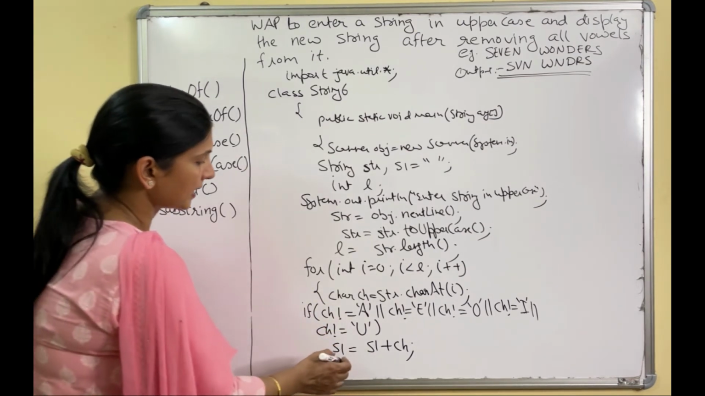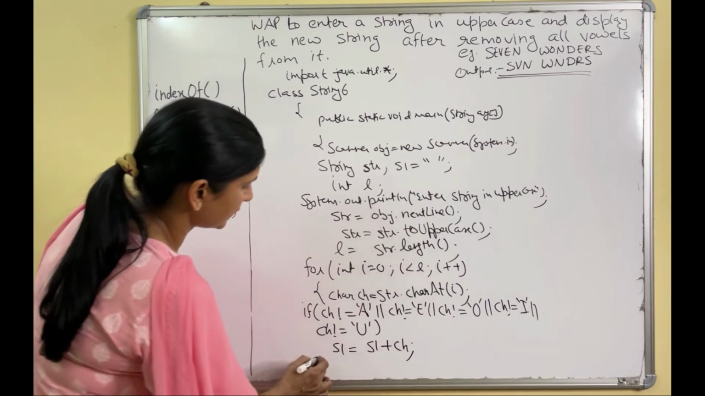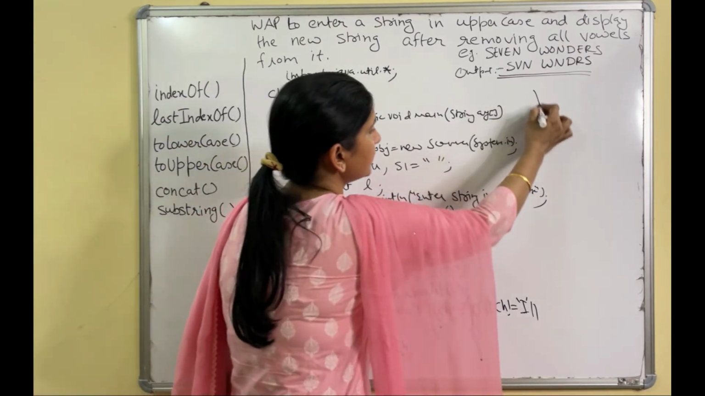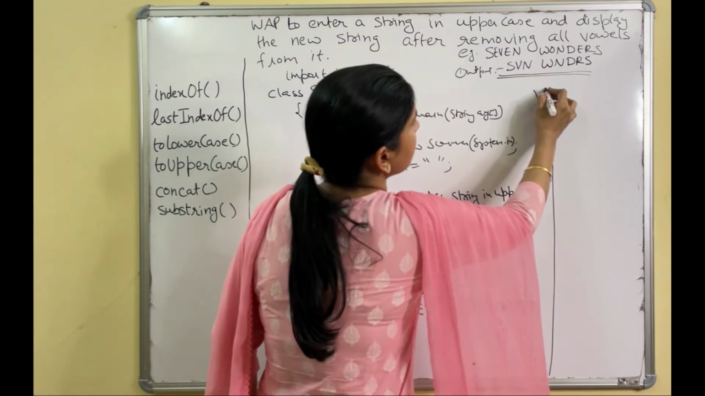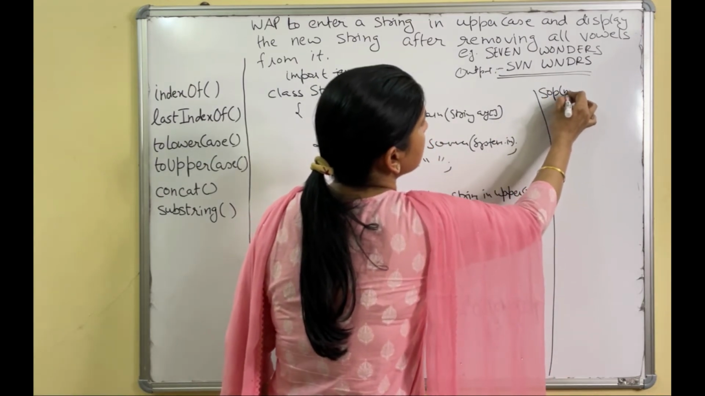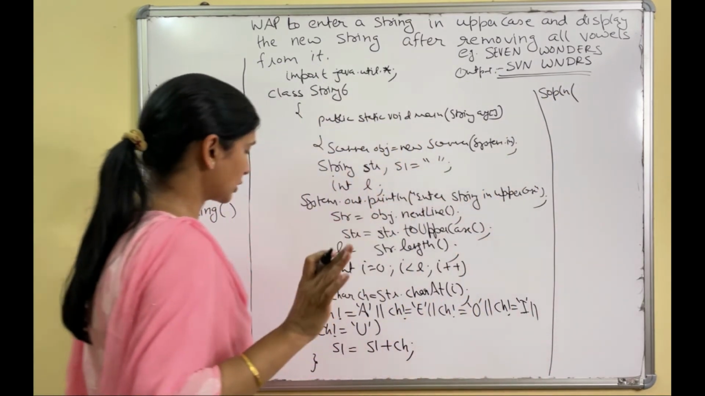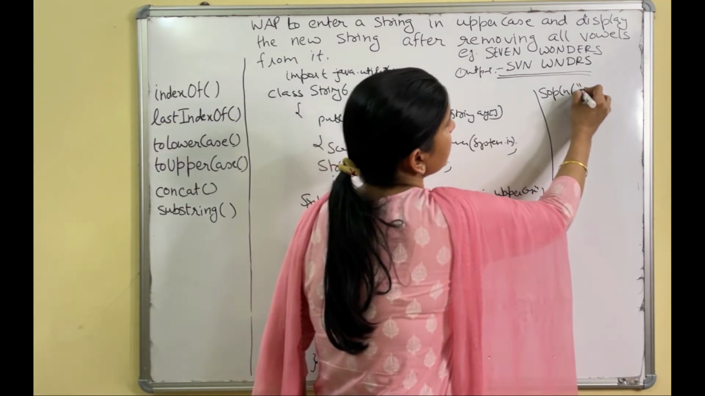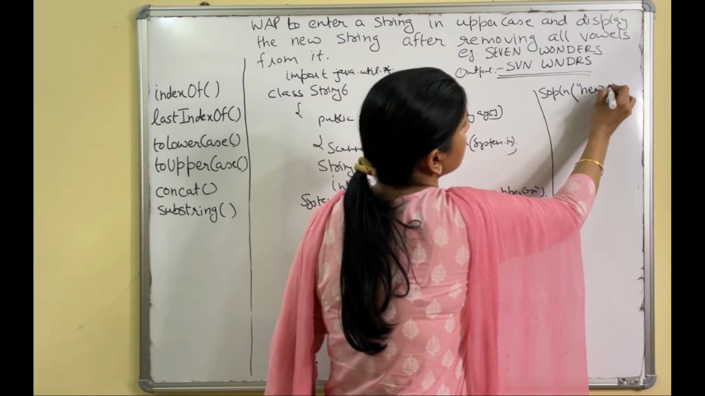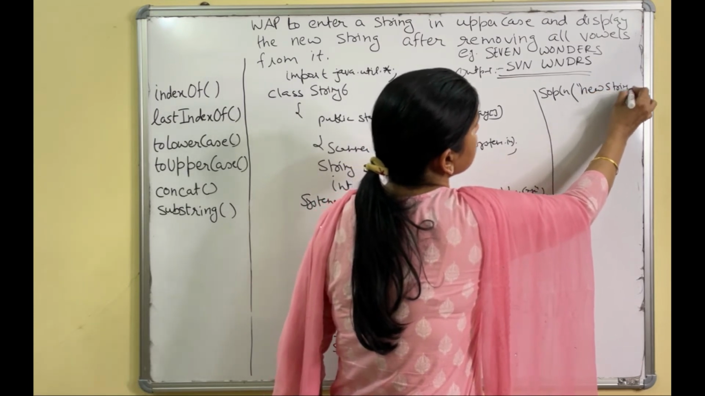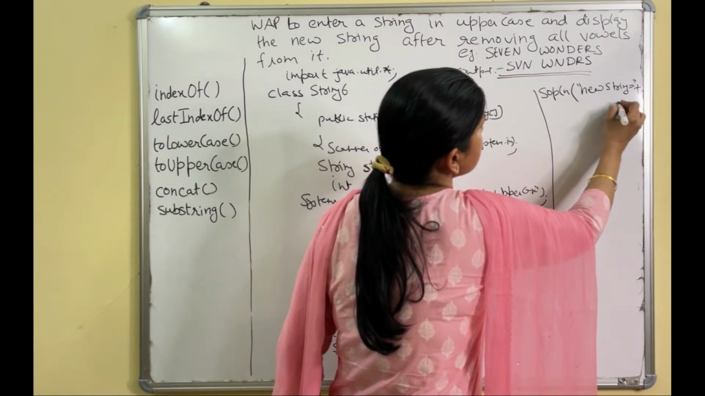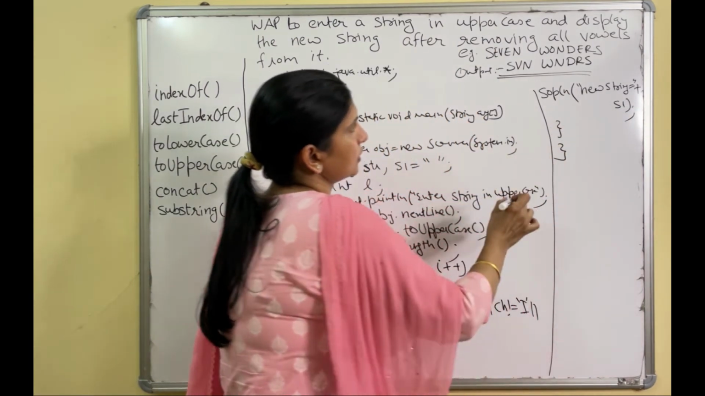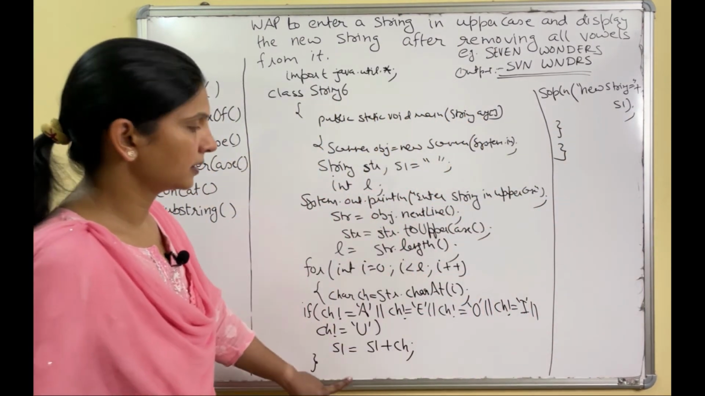So, then we will close the for loop, and after the for loop, we will simply display with SOPLN. You will write System.out.println, "New string" or "The concatenating string equals", plus S1, and then main close, class close. Right? I hope it is clear.